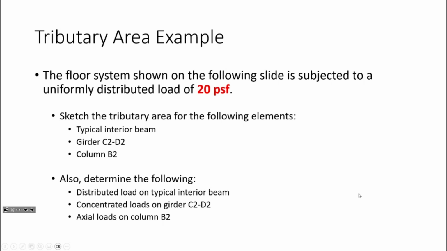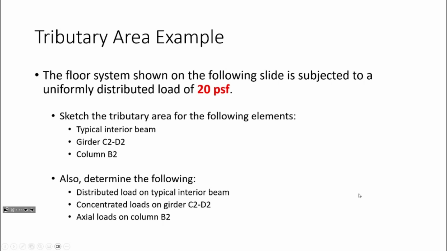What we're going to do is sketch the tributary area on a few key elements, and then determine a few things. We're going to determine the distributed load on a typical interior beam. We're going to determine some concentrated loads on a given girder, and I just picked one, C2D2. And then we're going to determine the axial loads on a column. I just want you to keep that 20 pounds per square foot load in your head, because 20 pounds per square foot is not very much.